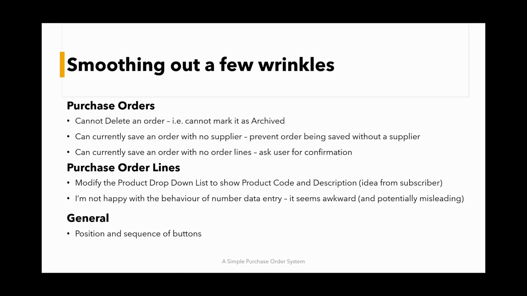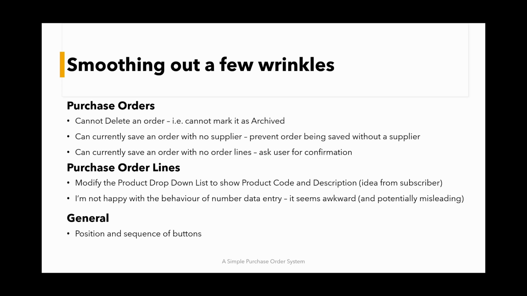On the purchase order lines themselves, I want to modify the product drop-down list to show the product code and description. This was an idea that was left in the comments section from a previous video, and it seems entirely sensible that we should do this. I'm also not very happy with the behavior of number data entry, particularly on the purchase order line. It seems to be very awkward and potentially misleading, so I want to tackle that.